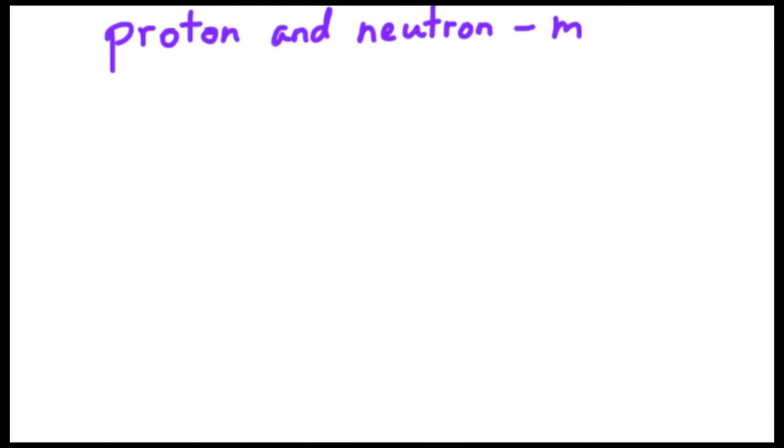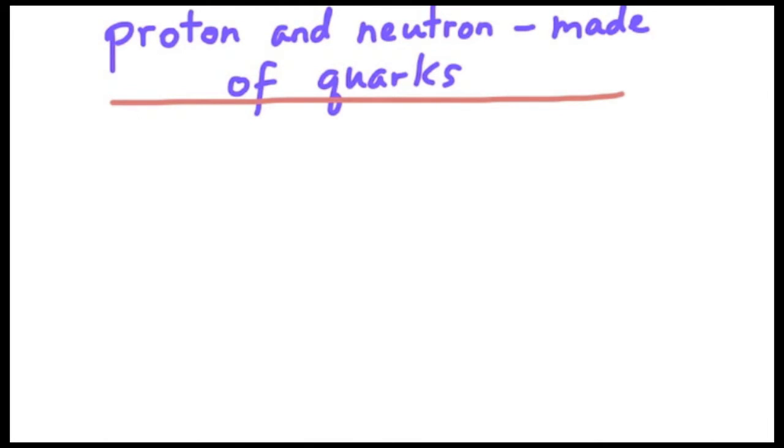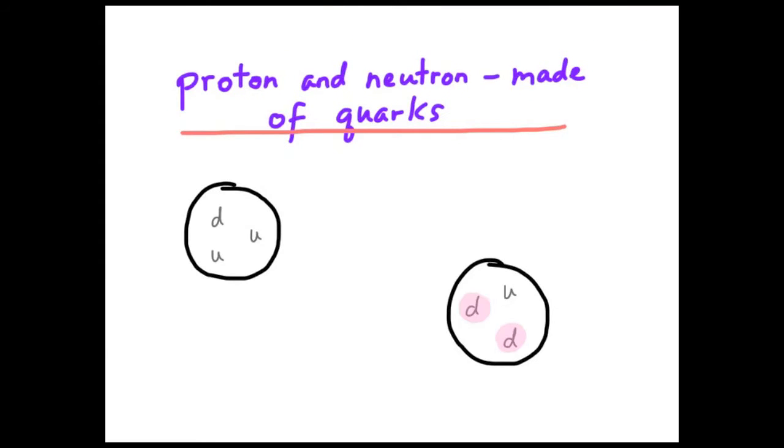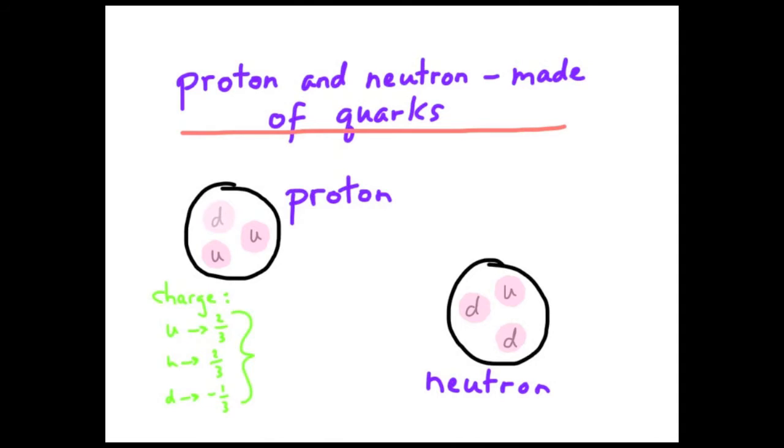Now, protons and neutrons are made up of quarks. Here's a proton and a neutron. A proton has 2 up quarks and a down quark, and a neutron, 2 downs and an up. And of course, we can get the charge on both proton and neutron by adding up the charge on each of the elementary particles within them. So for the proton, we got 2/3 and 2/3, and then minus 1/3 gives us a total charge of plus 1. And similarly for a neutron, we add up their charges, we get a charge of 0, and that certainly agrees.